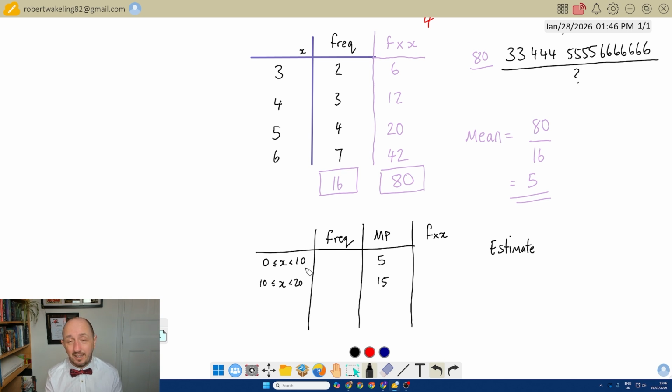And at the very highest level, they sometimes ask why this is an estimate, and it's because we've assumed by doing this that the data is evenly spread.